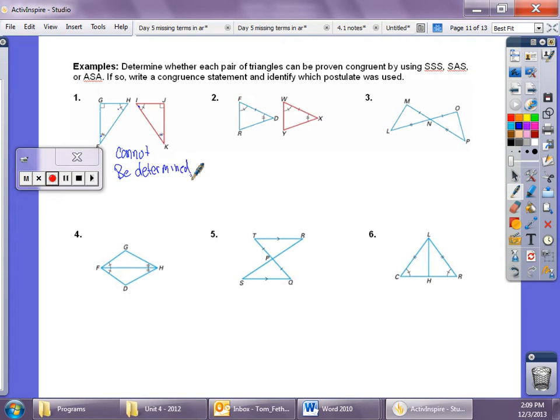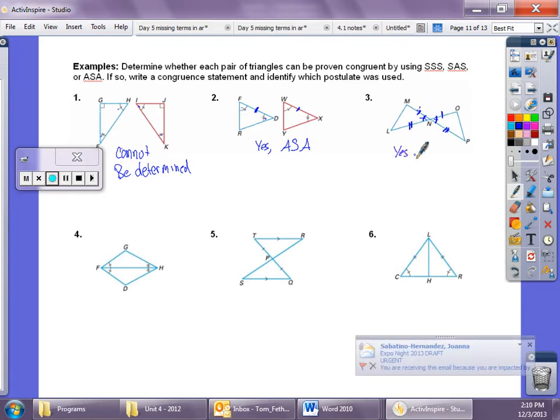If you look at number 2, we have an angle, we have a side, and then we have another angle. So yes, we have an angle, then an included side, and then a second angle. So angle, side, angle. When we look at number 3, well, we have a side, and then a second side, but not the third side. But what we do have are two angles. These are vertical angles, so we have side, angle, side.